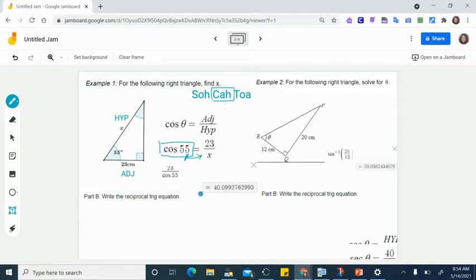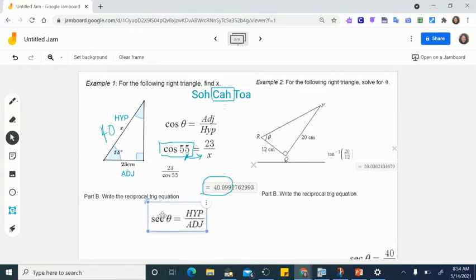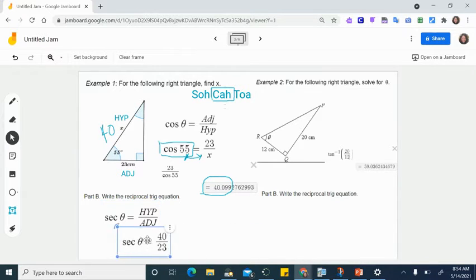All right, done. We got that. This side over here is about 40. Since we know that side's 40 and this side's adjacent, we're set. It says write the reciprocal trig equation. We want the reciprocal of cosine. If you look at the top of your page, the flip of cosine is secant. Cosine's adjacent over hypotenuse, secant is hypotenuse over adjacent. Our hypotenuse was 40 and our adjacent is 23. So secant is going to be 40 over 23.